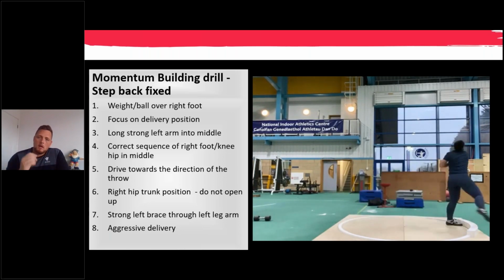Okay, as you can see there, as you land in the middle, the ball is over the right foot, okay? The right hip trunk position, you don't open up, okay? Most important thing is you keep this left arm back locked, okay? Left arm is nice, long and back, arm is up here in a strong position, okay? And then strong left brace through the left leg and arm, okay? That is the car crash point. All right, this is where you want to get to. The left arm and left leg has to be like a car crash. You have to step that left foot down and really brace that left leg and left arm. Aggressive delivery. Okay, you throw a shot, you have to have an aggressive delivery to transfer the power.